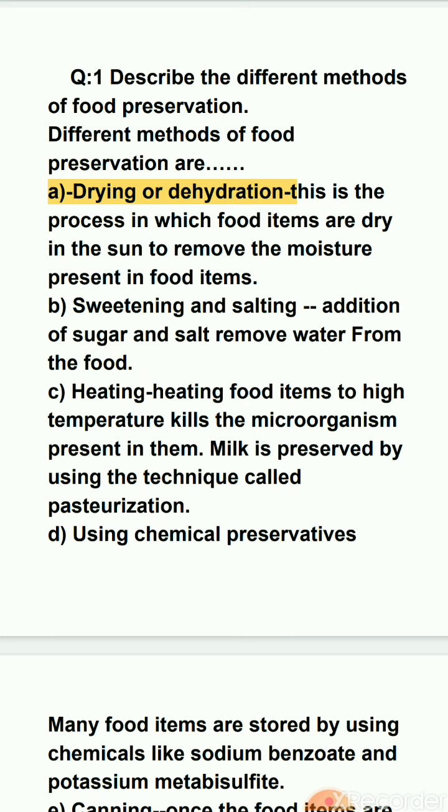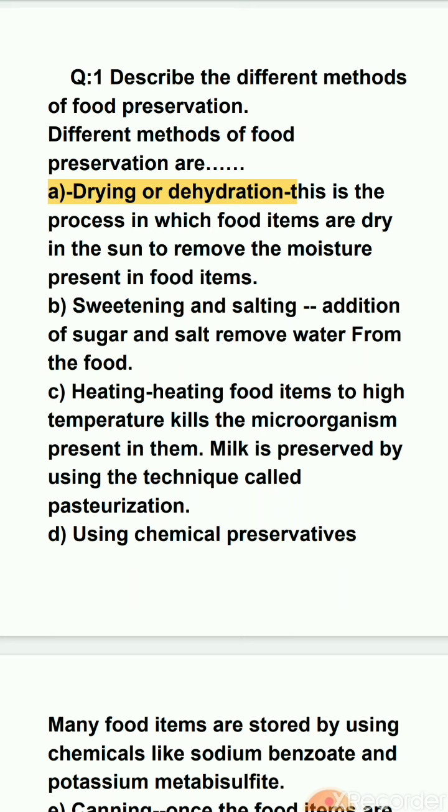The answer is, different methods of food preservation are drying or dehydration. That means we can preserve our food by drying it in the sunlight. This is the process in which food items are dried in the sun to remove the moisture present in them. As we know, moisture may degrade the food items, so we have to dry them in the sunlight.